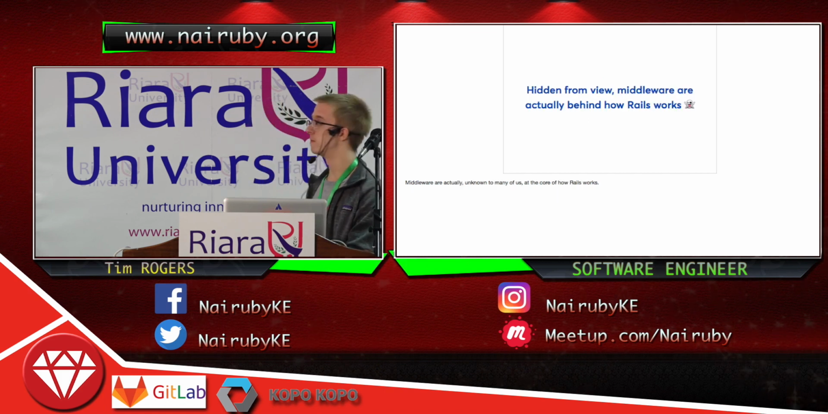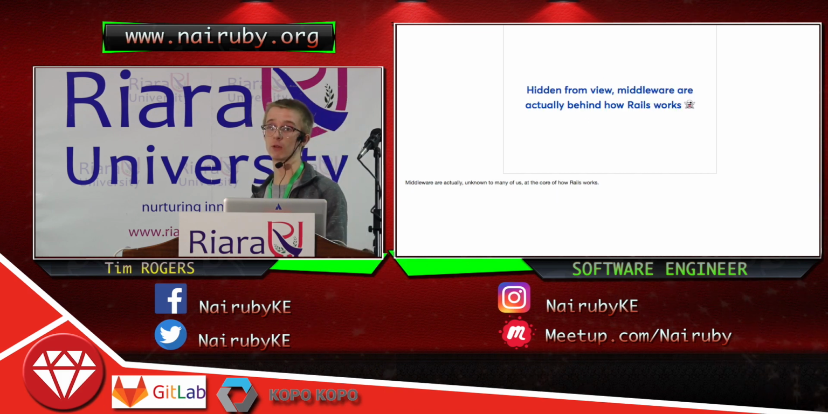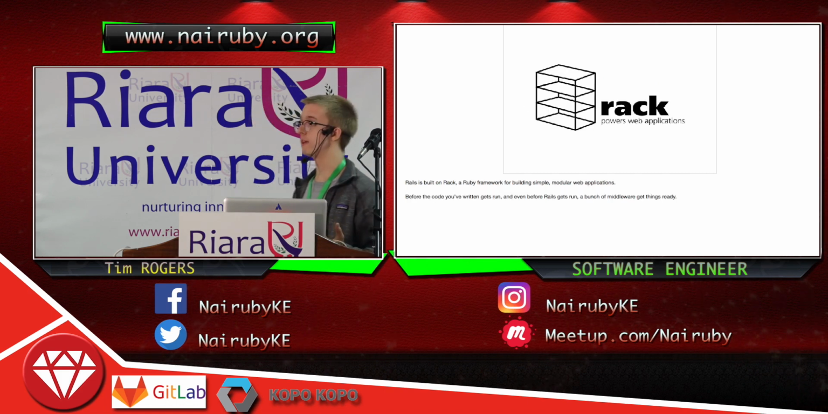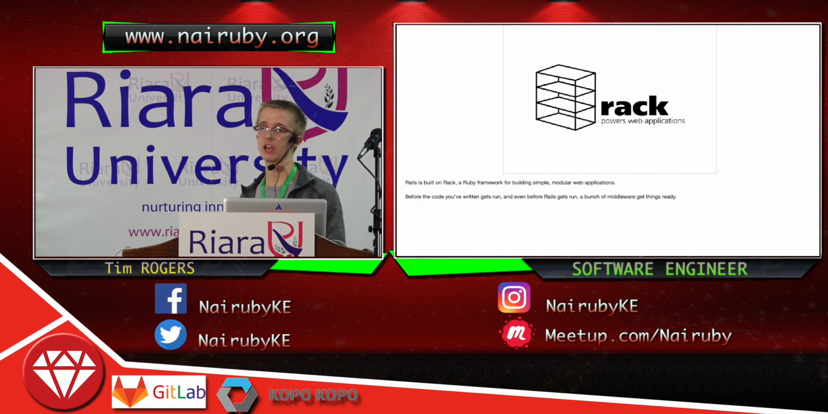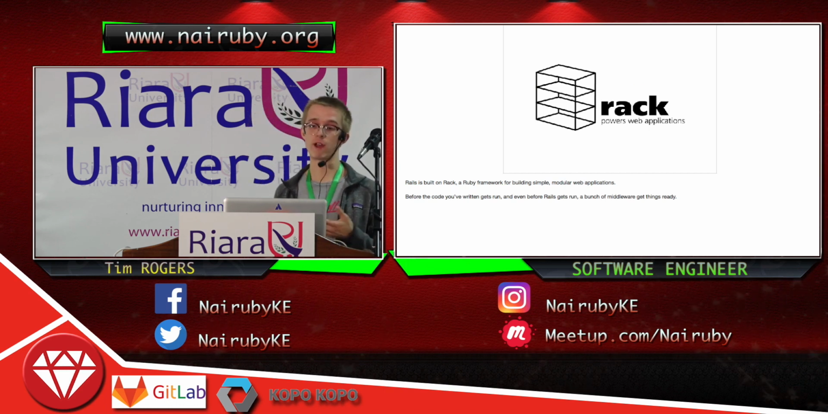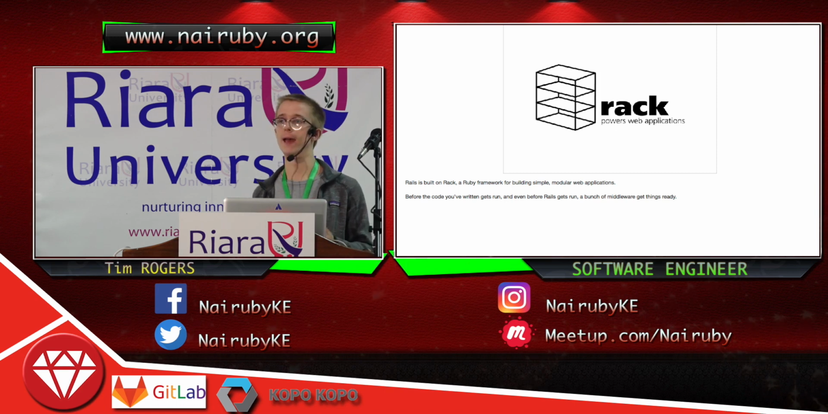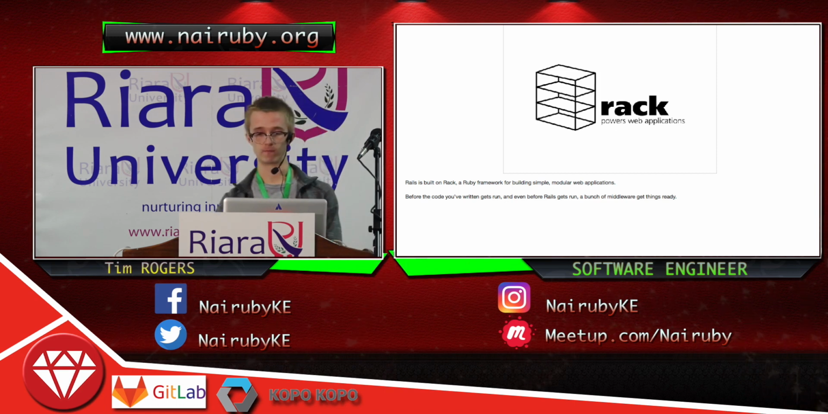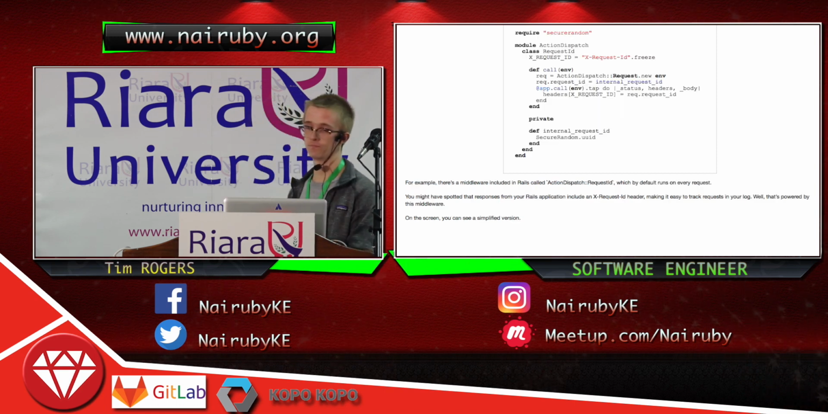Now, hidden from view, middleware are actually behind how Rails works already. Rails is built on Rack, which is a Ruby framework for building modular web applications. Before the code you've written gets run, and even before Rails gets run, a bunch of middleware get things ready for your application. Here's an example.